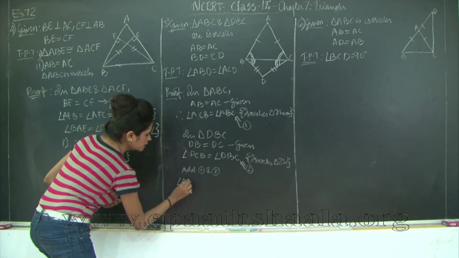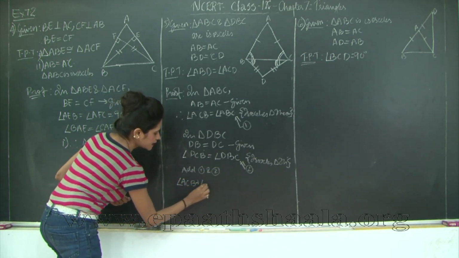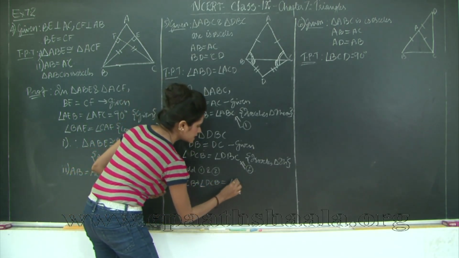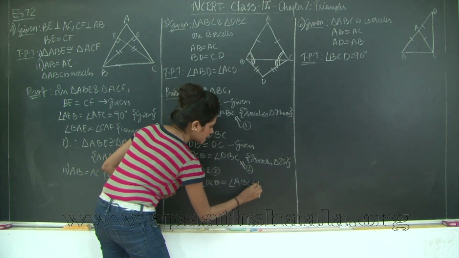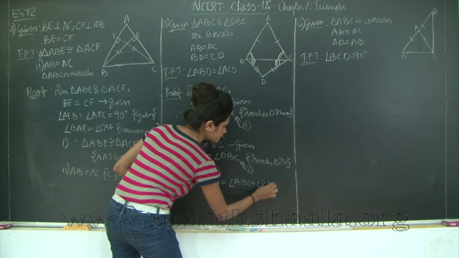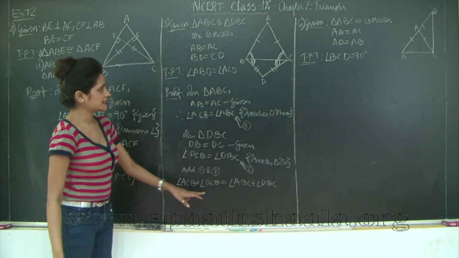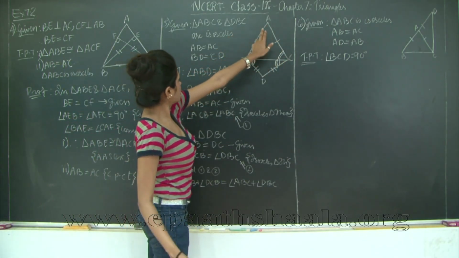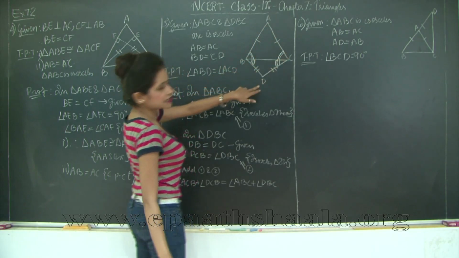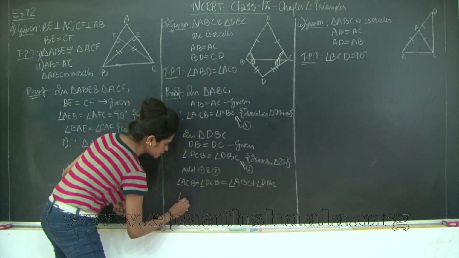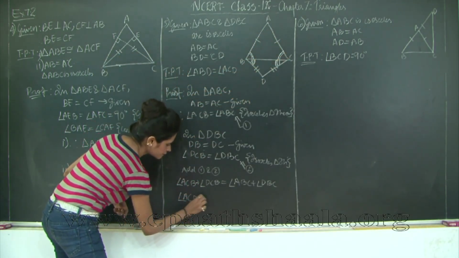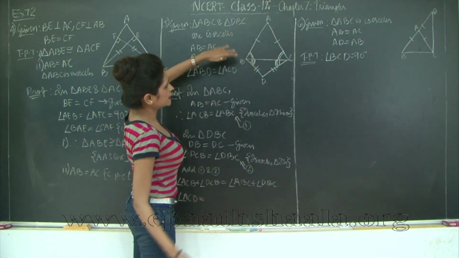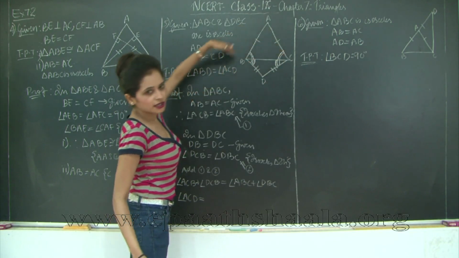Angle ACB plus angle DCB is equal to angle ABC plus angle DBC. So, ACB plus DCB gives me my angle ACD, correct? Similarly, ABC plus DBC will give me ABD.